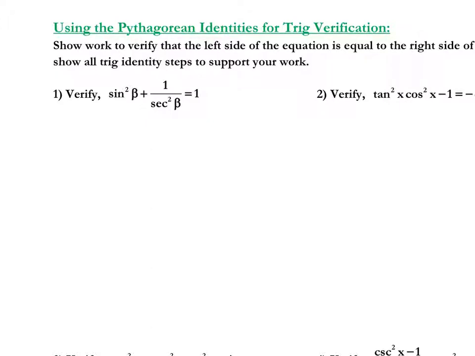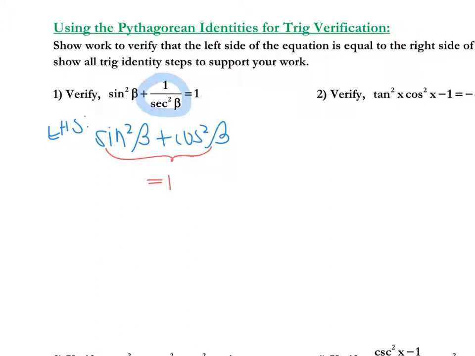We're going to take a look at the left-hand side and notice that we can use the reciprocal identities from yesterday to change 1 over secant squared. So we have sine squared beta plus cosine squared beta. And lucky for us, this is a Pythagorean identity. So 1 equals 1. I write my verification statement, which is the right-hand side, and I'm done.